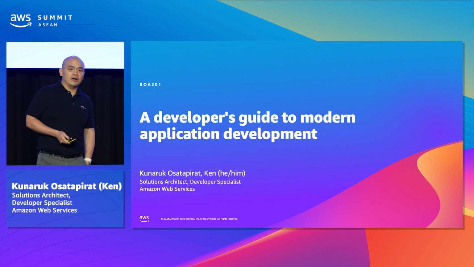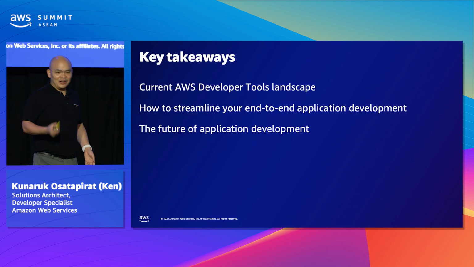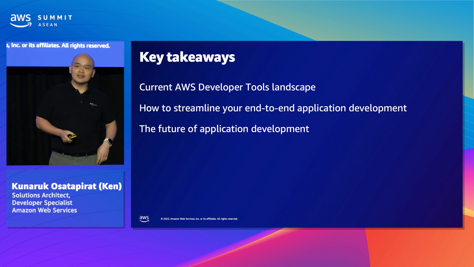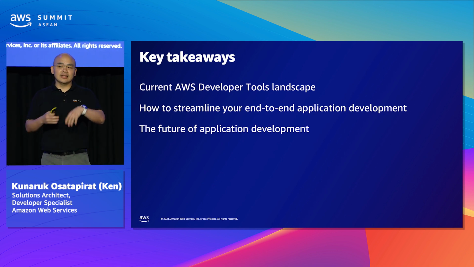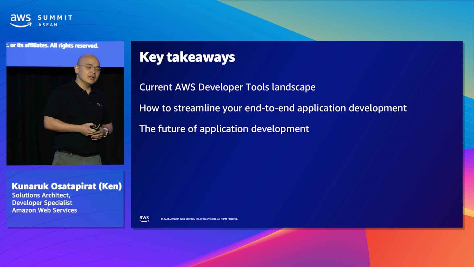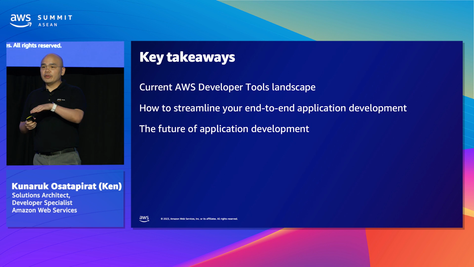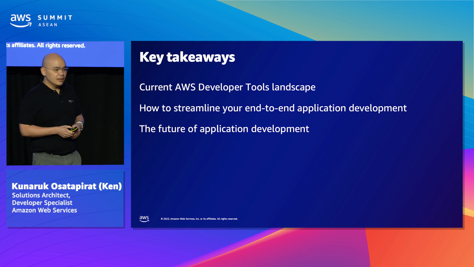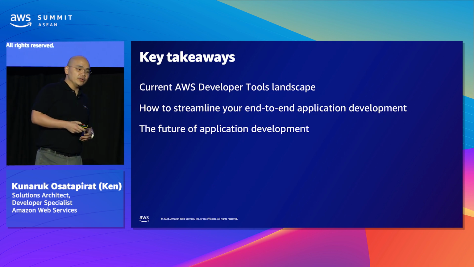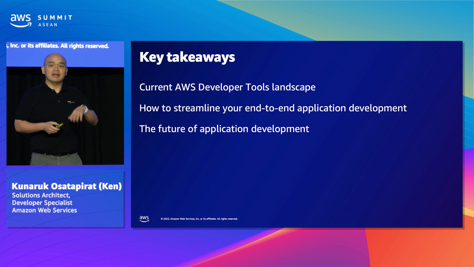So today I'm going to talk about a developer guide for building the modern application on AWS. What we're going to cover today is the current developer tools that AWS offers and its landscape. You're going to learn the set of tools that we offer and how to use them in certain use cases or scenarios. And then we will talk about how to streamline your application development end-to-end. And after that, we're going to look at the future of application development to improve or make it better.